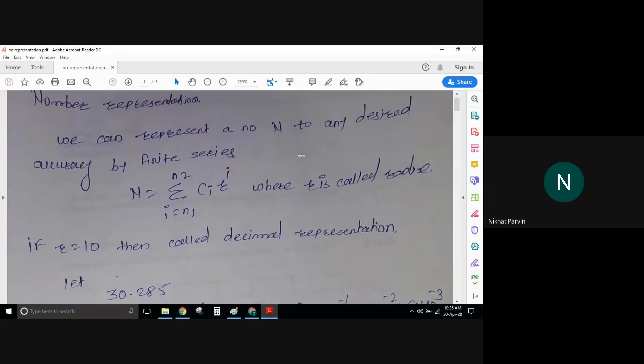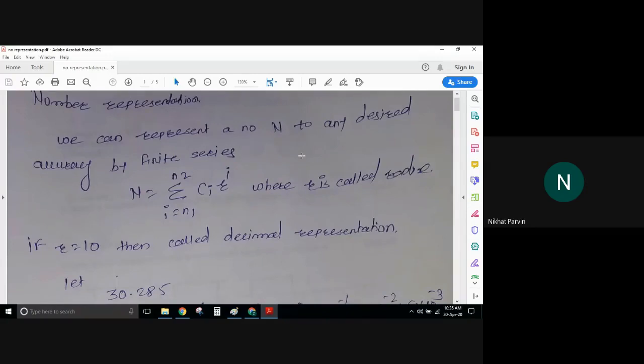Finite word length and its effect. Before starting that, we should be aware of a little bit of basics, which I think you already know, but just a revision kind of thing in case of numbers and all. Why? Because there may be a question asked on fixed point or floating point numbers.